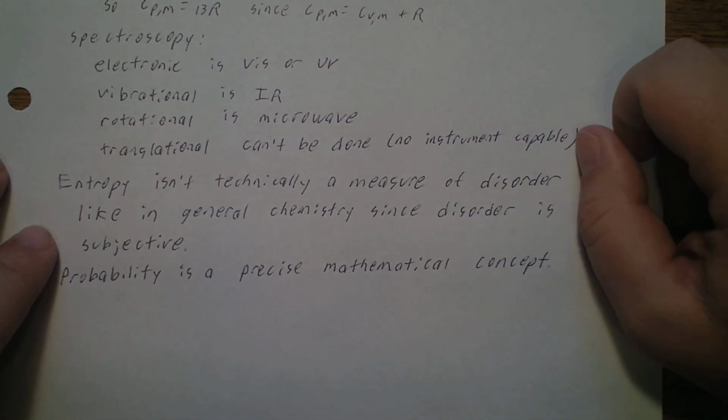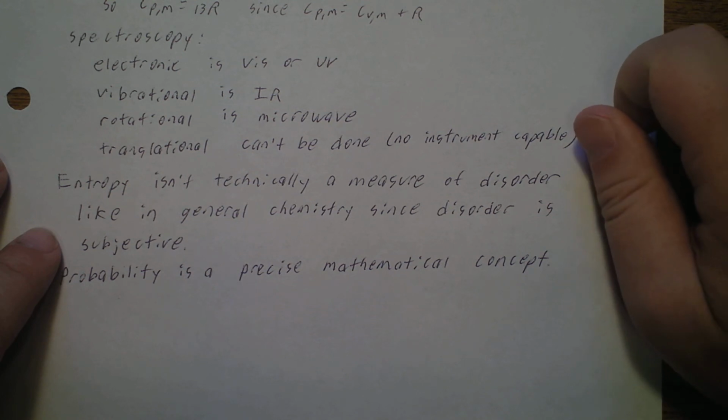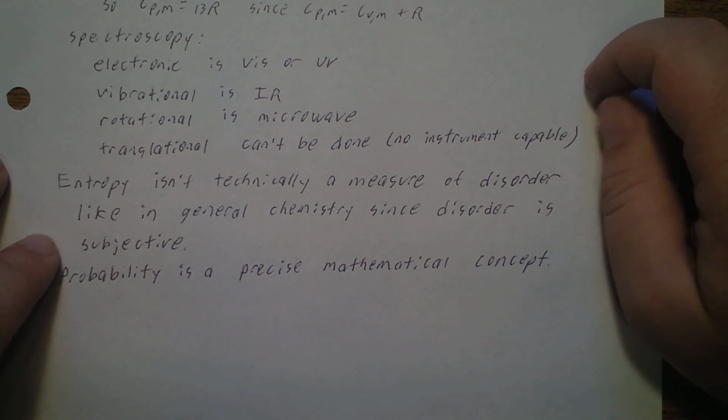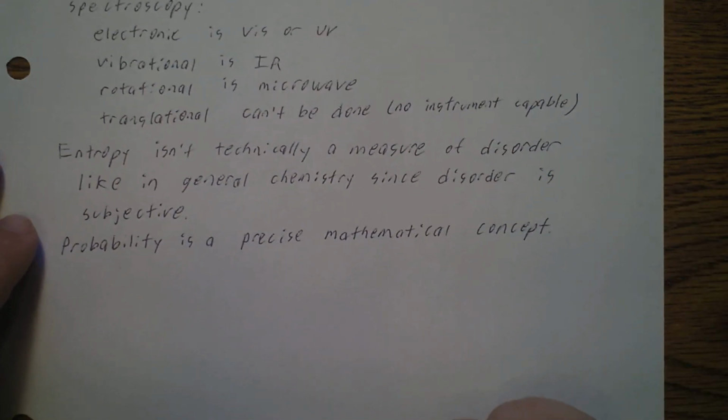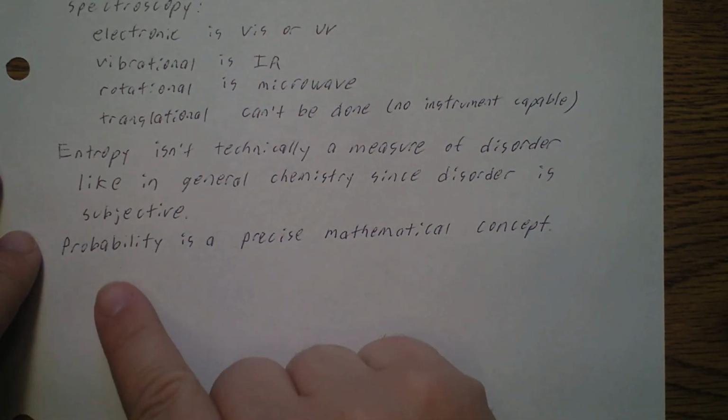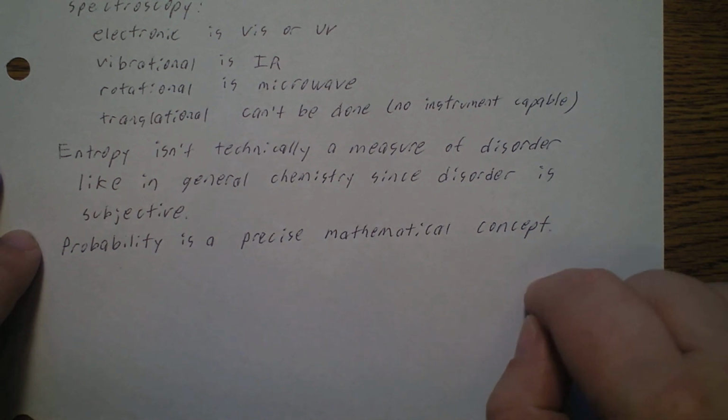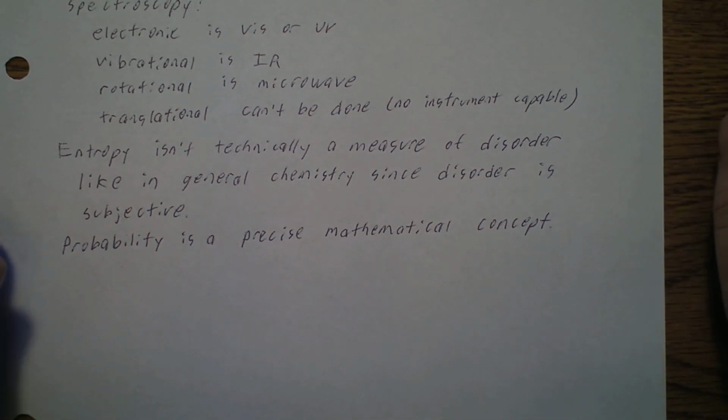Entropy is technically a measure of disorder, kind of like in general chemistry. Actually, it's not technically a measure of disorder, because disorder is subjective. Probability is a precise mathematical concept. So that's why we say that entropy is related to probability. Okay, that is the end of section 7, and that is the end of chapter 3.